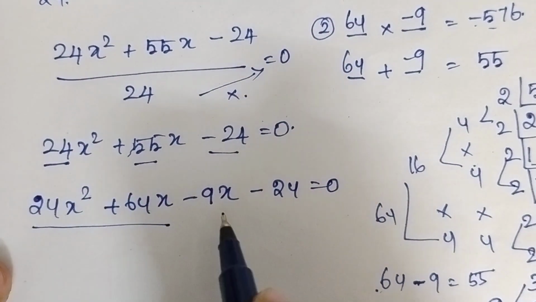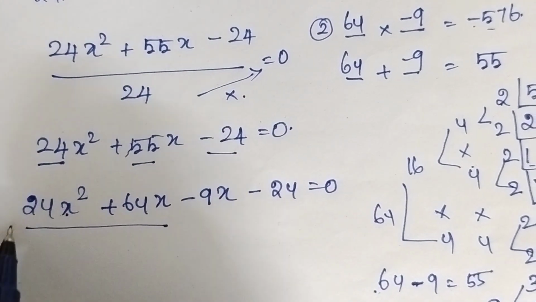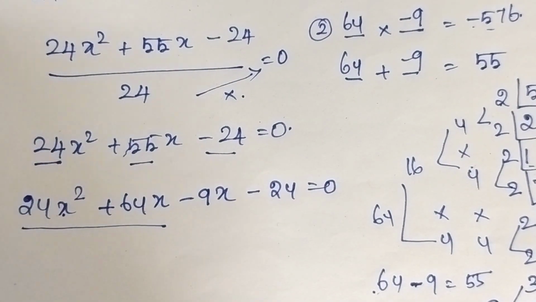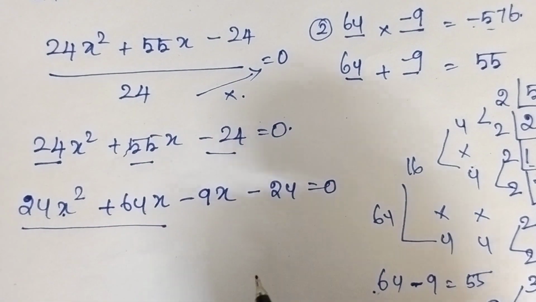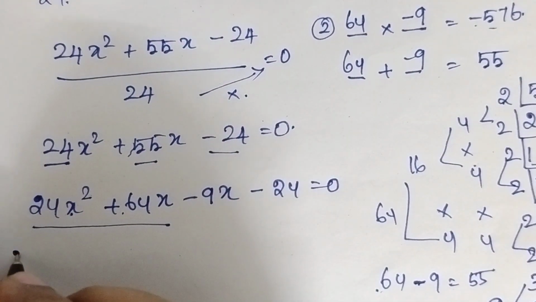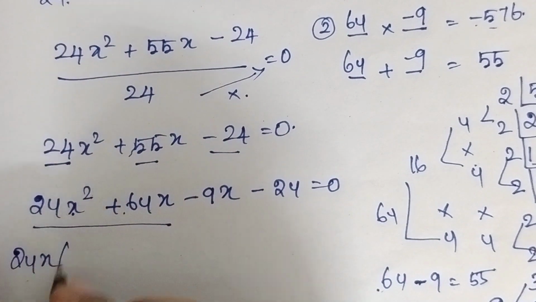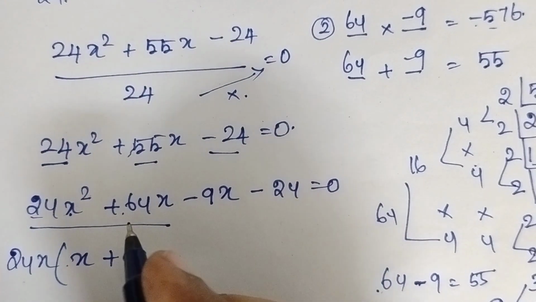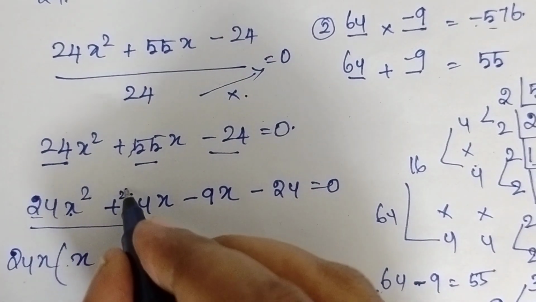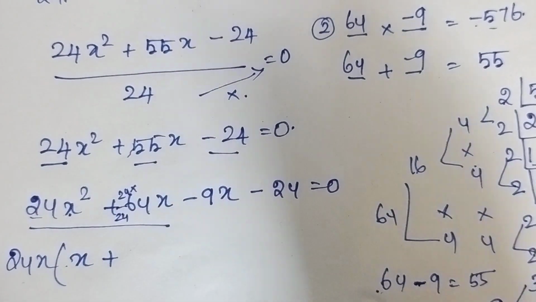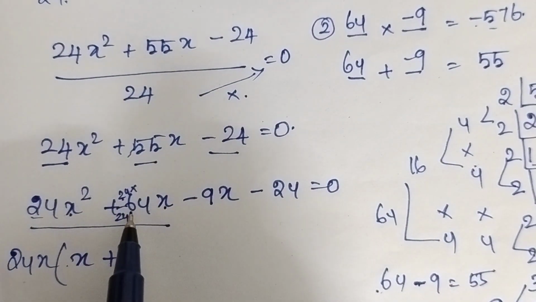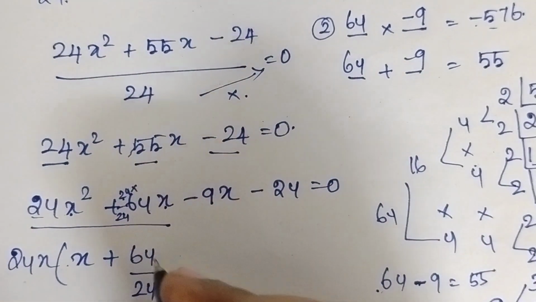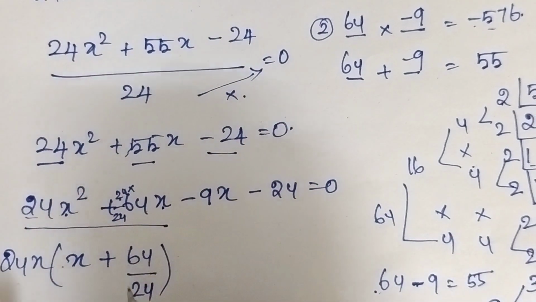If you see these two terms, x is also common, and 24 is also common. Let's see what the answer is for the other two terms. I'm going to take 24x out. Then if I take 24x, the remaining is x plus, roughly multiplying and dividing by 24, 64 divided by 24. So this is the concept.